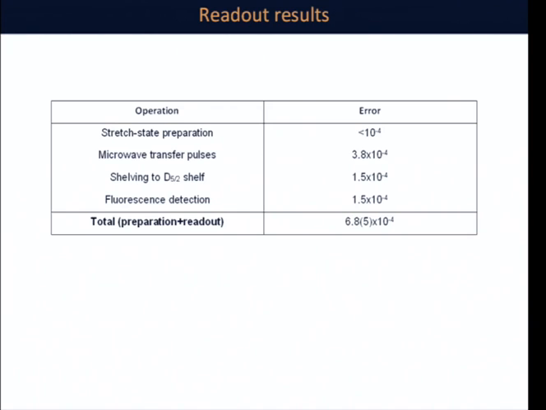The shelving protocol, optical pumping to the shelf, is about 1/2 times 10 to the minus 4. The fluorescence detection is about the same. And all those errors, except that shelving one, are just technically limited. You could make all the others better. You can make the fluorescence detection better by having a bigger lens. This one is limited by the atomic structure at about the 1 times 10 to the minus 4 level.